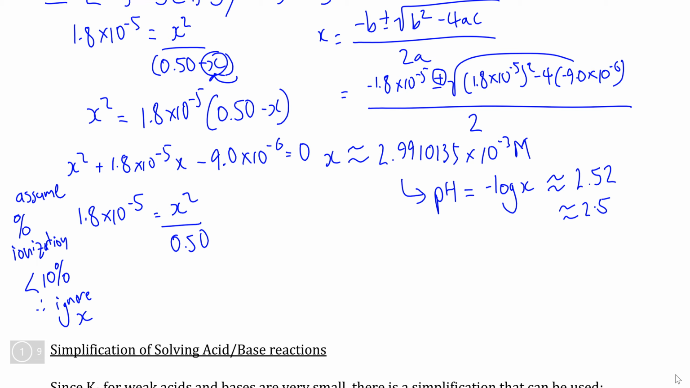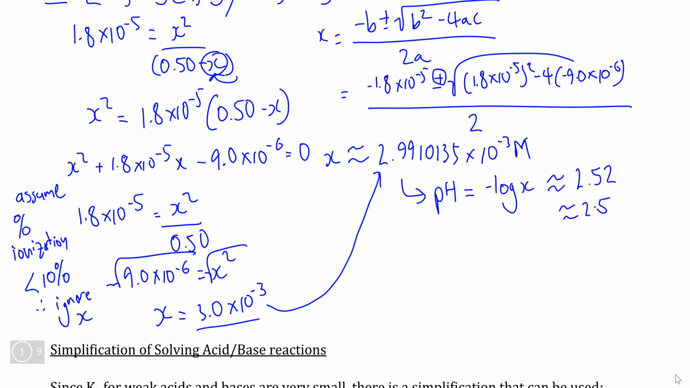So if we take our original concentration and multiply it by the Ka value, we simply get 9.0 times 10 to the negative 6 is equal to x squared, and if we simply take the square root of both sides of our equation, we end up with x being equal to 3.0 times 10 to the negative 3. Now, if we look at this x value with our assumption and compare it to the x value that we get if we put everything into the quadratic formula, we see that they are slightly different, but we see that they are very, very close.